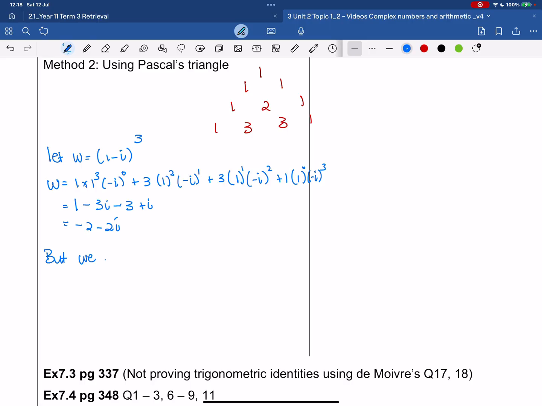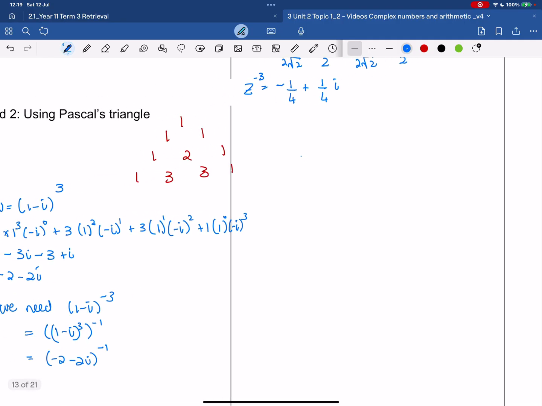But we need 1 minus i to the negative 3. So that means we're actually wanting 1 minus i cubed to the negative 1. So we're actually looking for negative 2 minus 2i to the negative 1. And when we look at that, we're looking at 1 over negative 2 minus 2i. And we don't like having complex numbers in our denominator, so we are going to rationalize that.